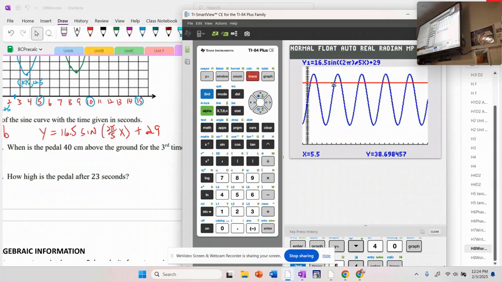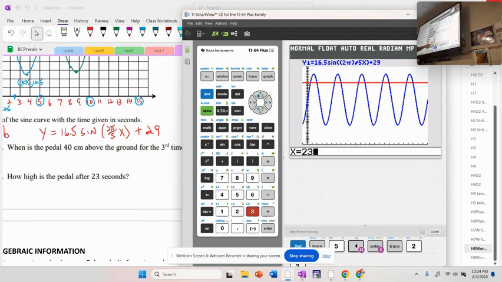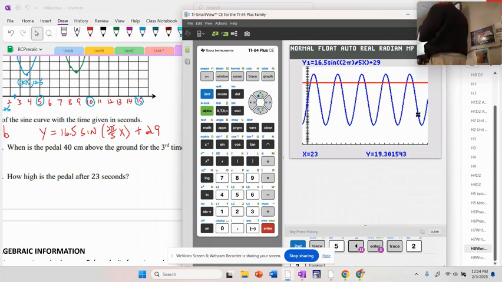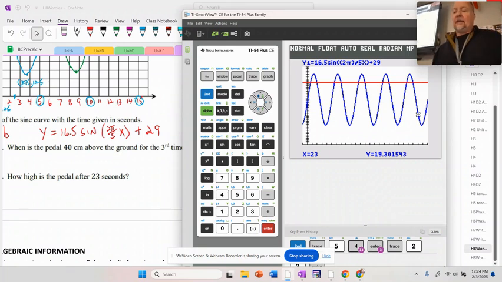You can force 23, 2, 3. That was just trace and then hit 23. We found that out in a video from Flip Math, that's a calculator feature. Okay, so we can force calculate. All right? So after 23 seconds, you should be in that position.